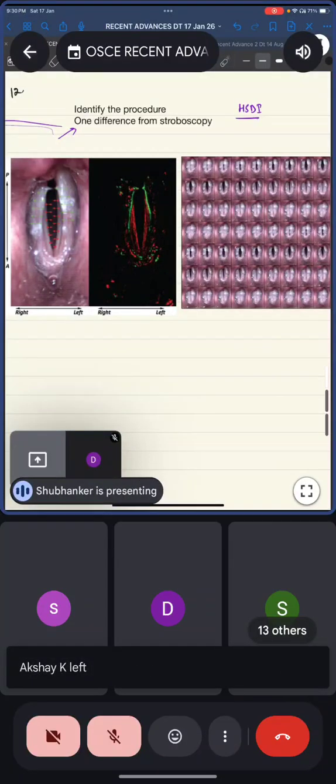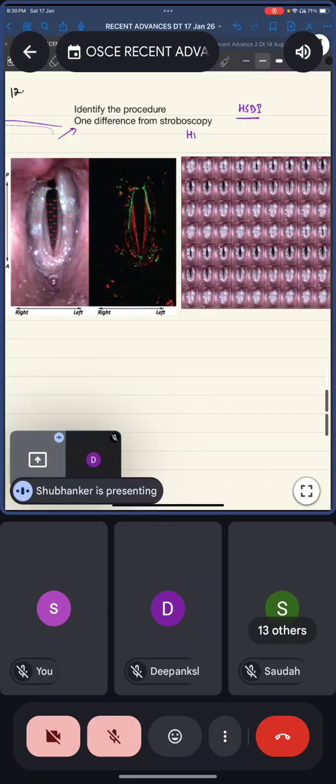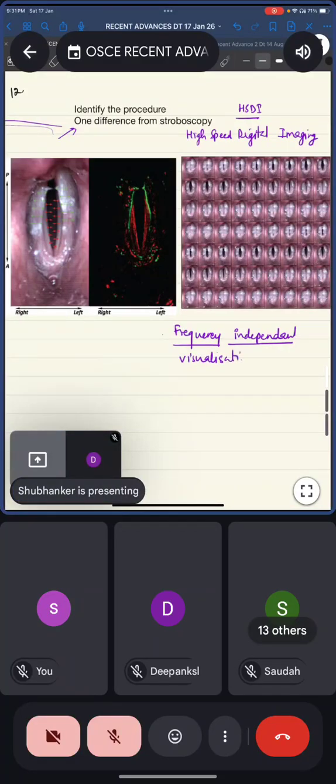HSDI. The full form of HFDI is high speed digital imaging. ठीक है. And how is it different? HFDI is a frequency independent visualization of the vocal cords. Uses, मोटा मोटा they all things remain same.